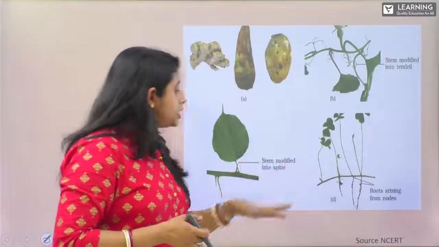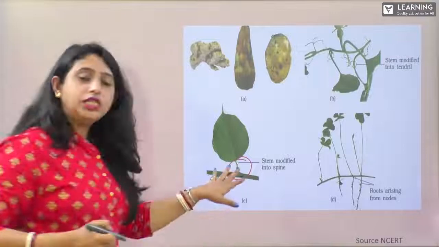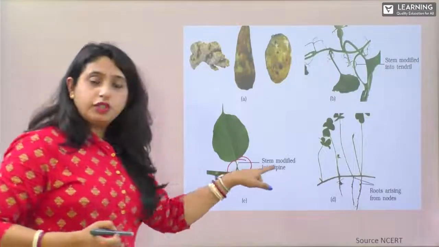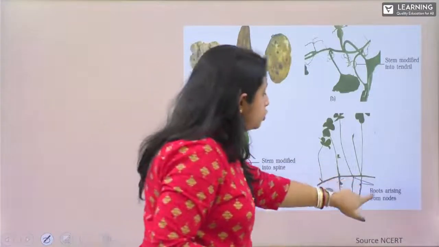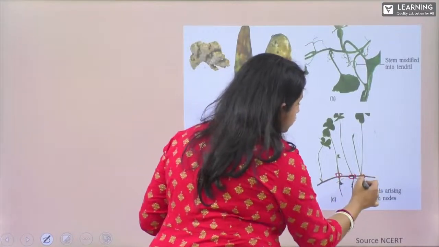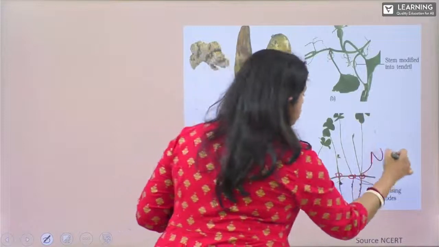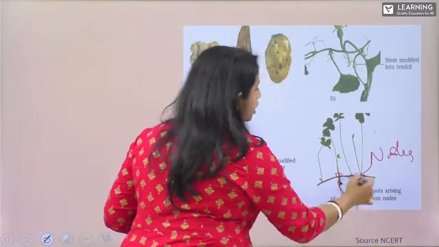So as you can see, this is a stem which is modified into a spine. You have seen in case of lemon, citrus and bougainvillea, they modify into spines in order to protect themselves from prey. You can see the roots are arising from the nodes. These are your nodes, and from the nodes the roots are coming out.